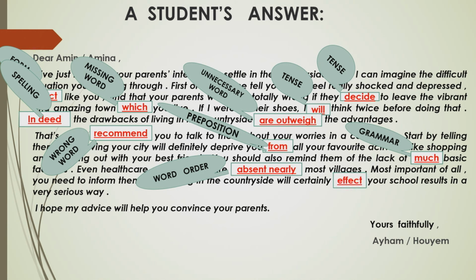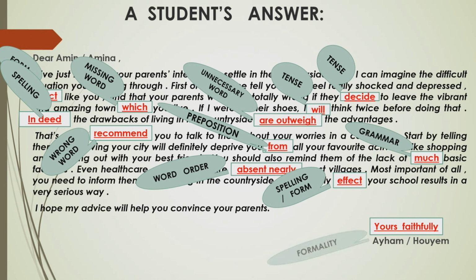Effect. And it's a common mistake that not only this student can make, but many other students can make. So most important of all, you need to inform them that life in the countryside will certainly affect your school results in a serious way. There's a problem of spelling, but this implies that there is also a problem of form, and we'll see this later on while editing this mail. Last but not least, we have this mistake of formality.